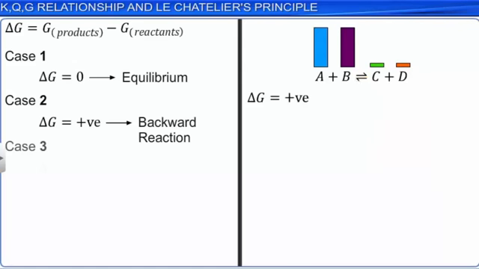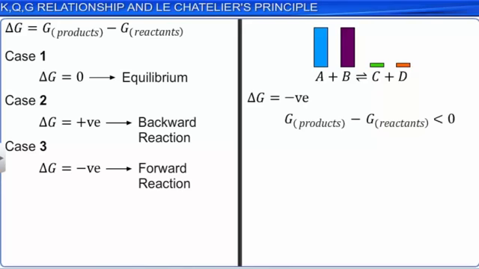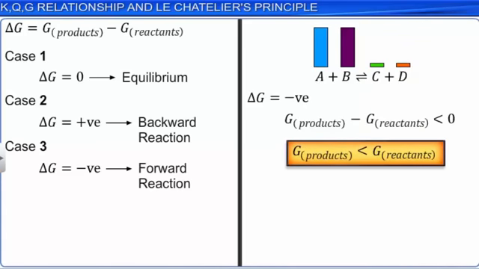When delta G is negative, it means that the Gibbs energy of the products is less than the Gibbs energy of the reactants. This, in turn, means that the reaction can proceed spontaneously with the accomplishment of the network. In other words, the reaction proceeds in the forward direction of formation of the products.